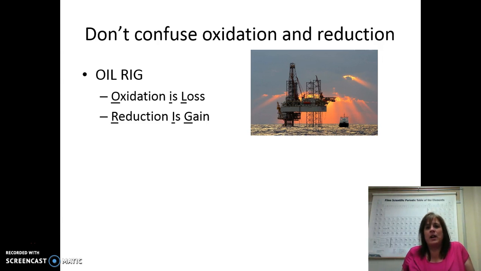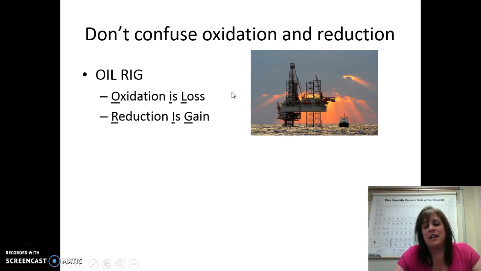Now, you need to be able to recognize what is oxidized and what is reduced. So we have a couple little things here to help you remember them. One is OIL RIG, and I will tell you, I don't really use this one, but some people like it. OIL RIG stands for oxidation is loss, right? It's the loss of electrons. And reduction is gain, or the gaining of electrons, so OIL RIG.